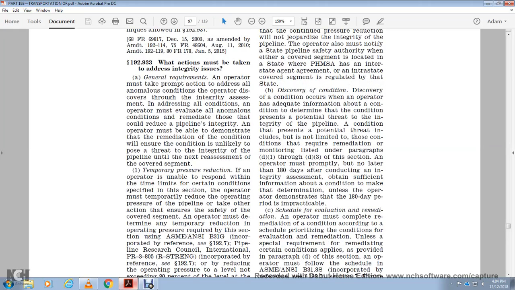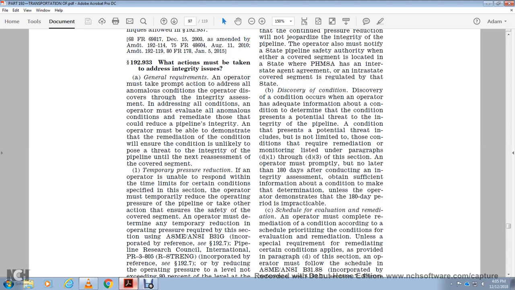Discovery of the condition. The discovery of a condition occurs when the operator has adequate information about the condition, the presence of a potential threat to the integrity of the pipeline. The condition, the presence of the potential threat, includes but is not limited to the conditions requiring remediation or monitoring listed in paragraphs A through D of the section.